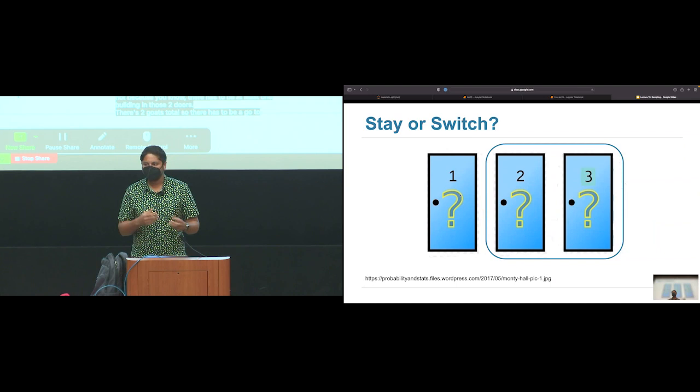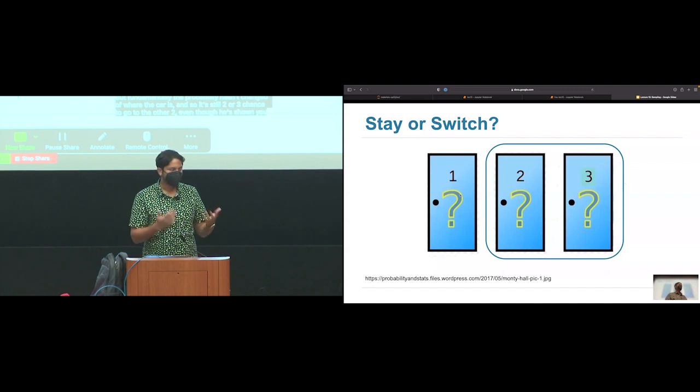All he's done is really show you which door it was behind. But fundamentally, the probability hasn't changed of where the car is. And so it's still a 2 out of 3 chance to go to the other 2 doors, even though he's shown you where it is. And so that's how it ends up being more likely.